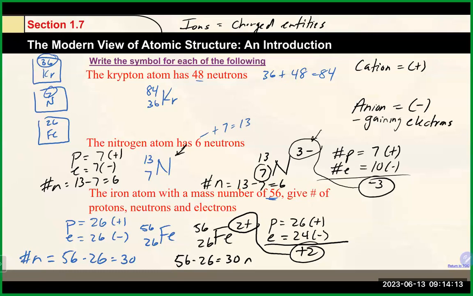And that is basically what the charge tells you. If you see a negative charge, it means it has gained electrons. It has more electrons than protons. And the actual number of the charge tells you how many it gained from the neutral element, basically.